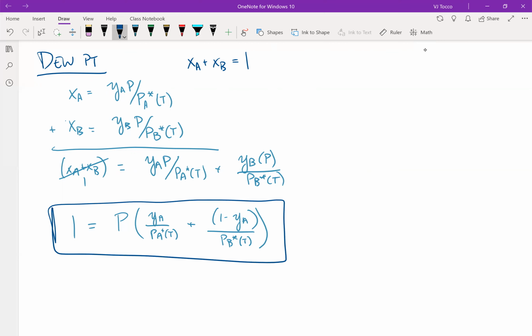Once again, there's one true value of temperature for every corresponding pressure, or one value of pressure for every corresponding value of temperature for each mole fraction. So I have to have 2 out of those 3 variables set. This is the dew point constraint.